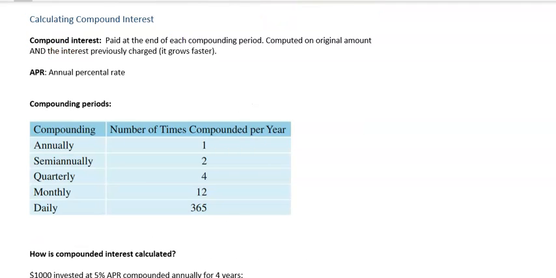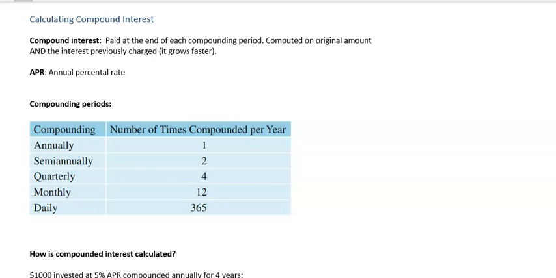So the last topic in this section about interest is compound interest. So this is a more realistic kind of interest that you're going to see a bank use. Simple interest isn't really used very much by businesses. So this is paid at the end of each compounding period. So you'll hear compounded daily, and I'm going to explain what that means. So this is computed on the original amount and the interest previously charged, and this is going to grow faster. So if you've invested money, you want something that compounds more regularly. APR means annual percentage rate.